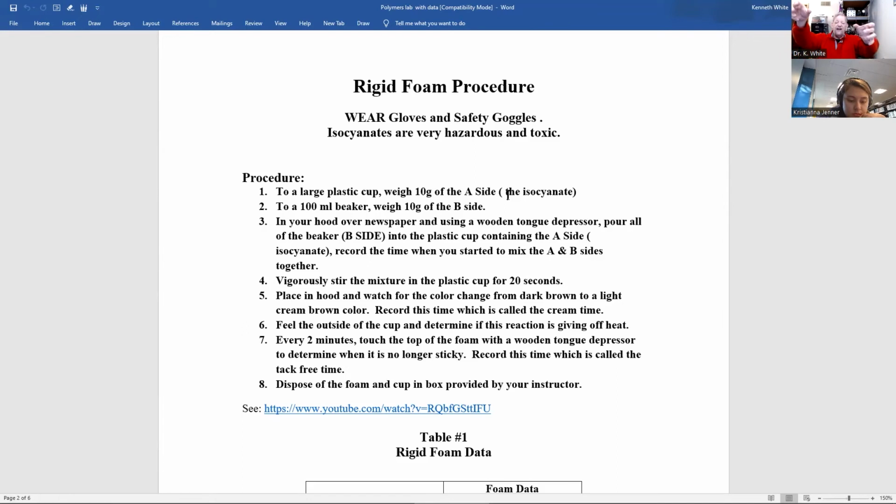And then you take the B side beaker material, pour it into the plastic cup of the A side, mix it real quick, and watch. And after a while, you should see when does it turn from dark brown to light brown, which is your cream color, cream time. You feel the outside of the cup, does it heat up? And the answer is yes, it's exothermic. And then you start testing after a minute or so, every once in a while, when it's no longer sticky.